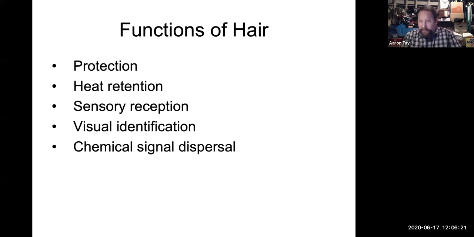Chemical signal dispersions, right? Hair serves as an excellent means for getting chemical signals into the air. So what I am talking about are pheromones. Think of the places in the body that are hairy, and quite a few of them tend to be a little bit stinky or a little bit smelly. And that is for a reason, because it's a way for human beings to communicate with each other chemically.